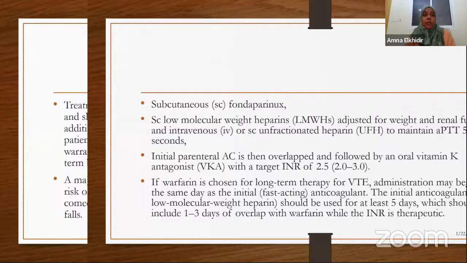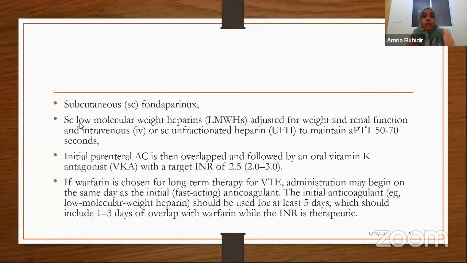We give the patient subcutaneous fondaparinux, or we give him low molecular weight heparin or unfractionated heparin. The aPTT should be between 50 and 70. Then when we start anticoagulation, we start with an oral vitamin K antagonist. Actually, in the first 5 days, we give anticoagulation, and with it we start warfarin. And after 5 days, we discontinue the heparin and we continue with warfarin, to a target INR of 2.5.